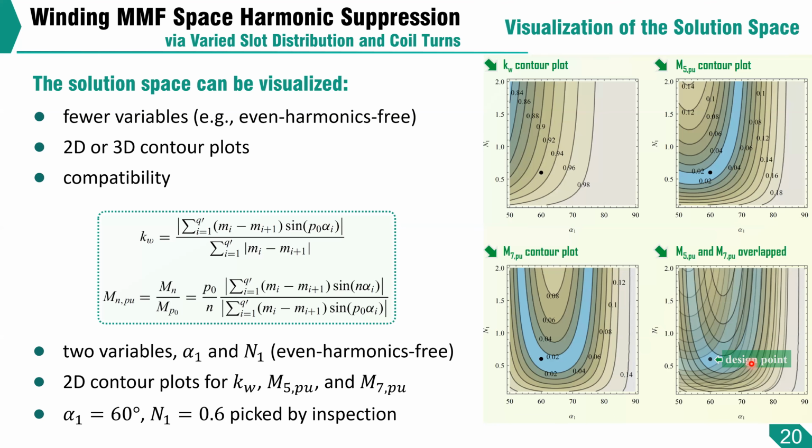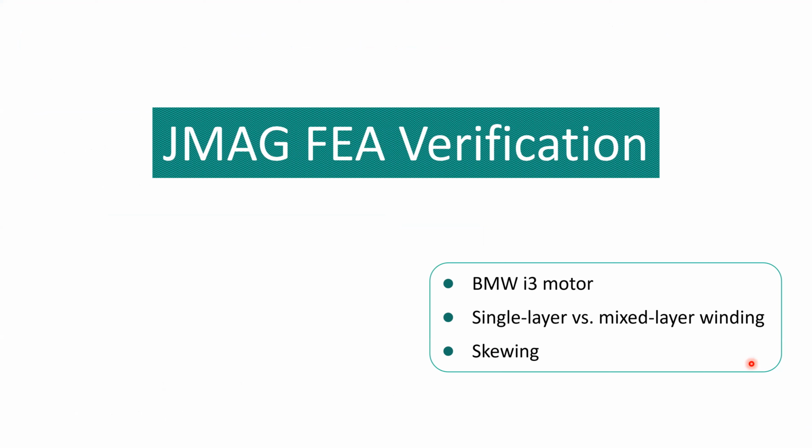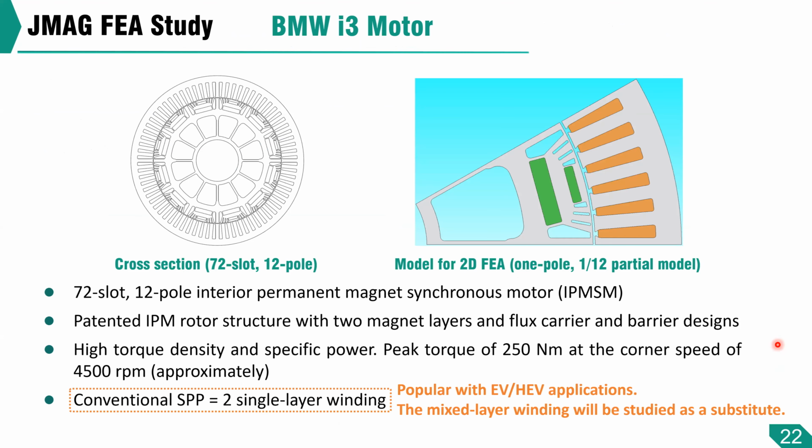All right. Finally, we have worked through the theory part, and let's look at some results if that's more exciting. It's the BMW i3 motor, and we check out the mixed layer winding we just designed. So the BMW i3 motor is a traction motor used on board that vehicle. It's a 72 slot, 12 pole interior permanent magnet synchronous motor. The cross-section looks like this.